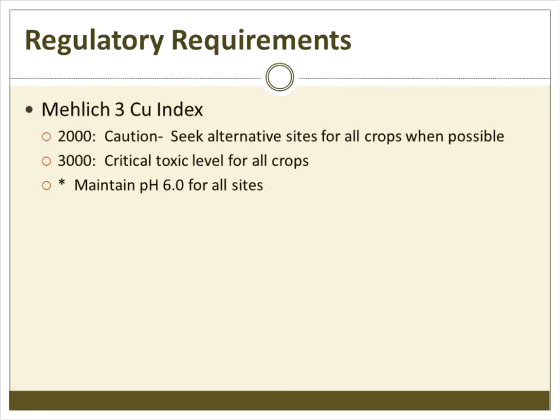Copper, we start thinking about warning versus stop. So a yellow light versus a red light. Caution when you get to 2,000. You need to look for alternative sites and for alternative crops if possible. 3,000, whoa, stop it for all crops. And again, maintain your soil at that pH of 6 to control the availability of that particular copper nutrient element.